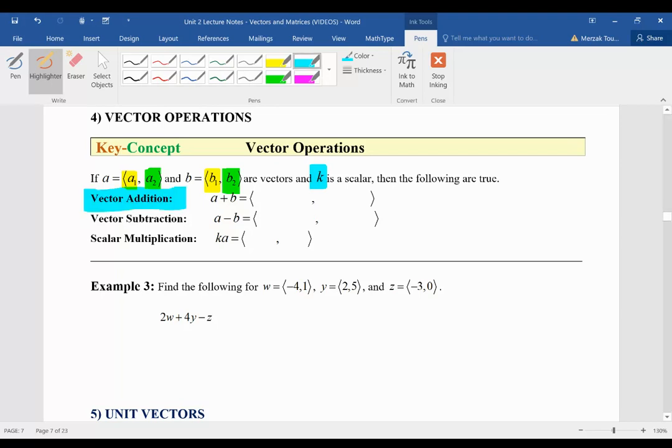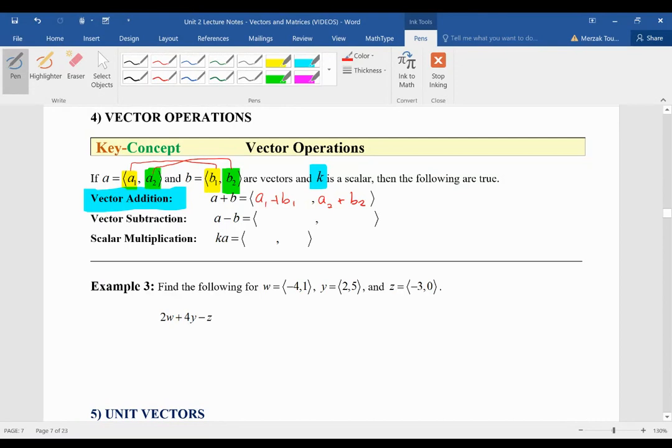To add these two vectors, what we have to do is add the x component to the x component, which would be A1 plus B1, and then we add the y component to the y component, which is A2 plus B2. As simple as this. So you add the x to the x, the y to the y. Good. If we do subtraction, same idea.